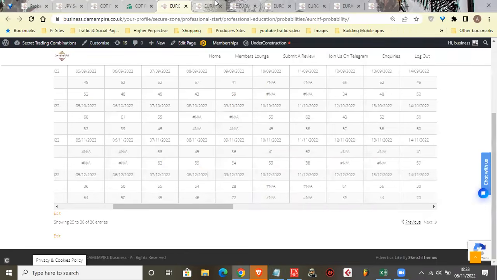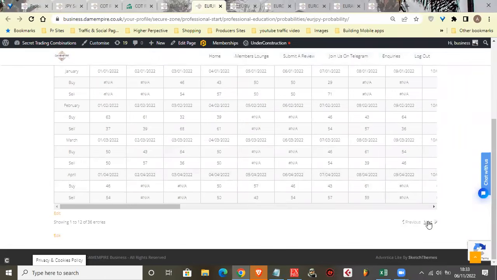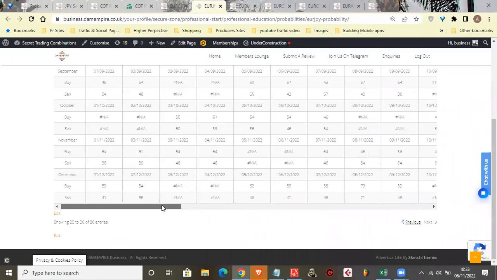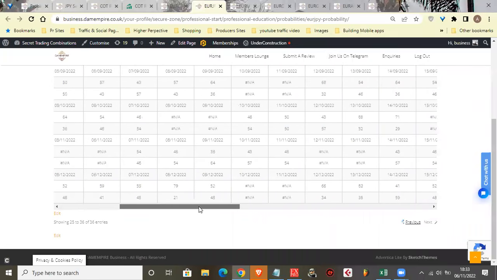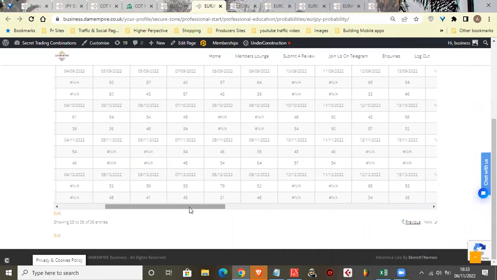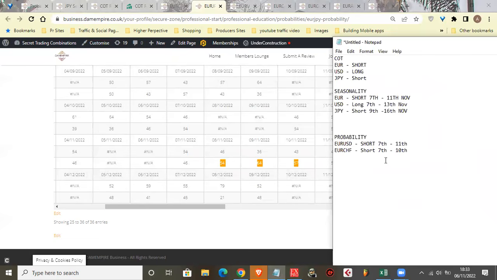And the next one is Euro JPY. So Euro JPY, we cannot go in on Monday because Monday seems like the odds are not in our favor, but we can go in on Tuesday up until Friday. So giving us that extra.